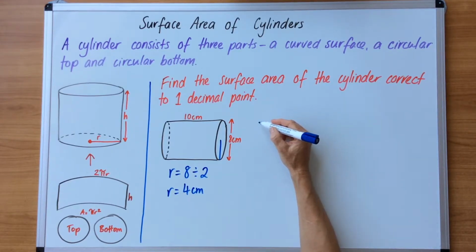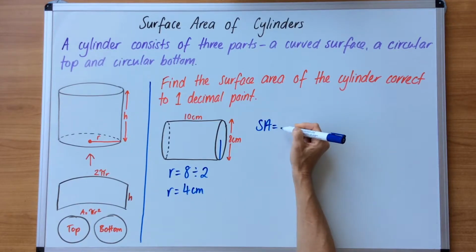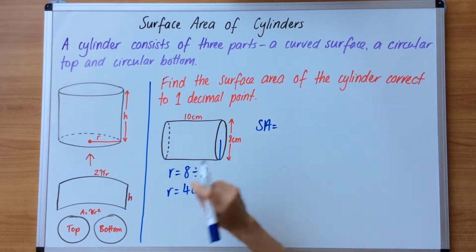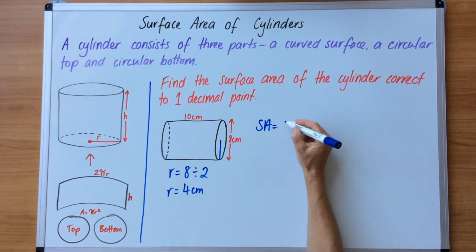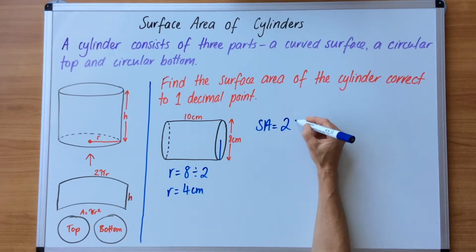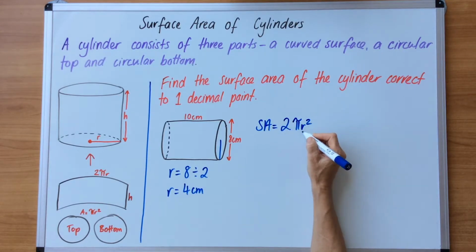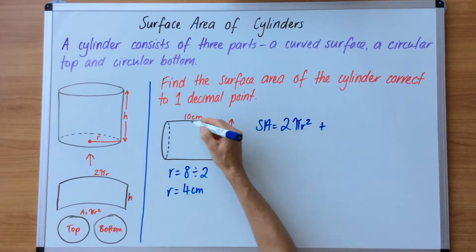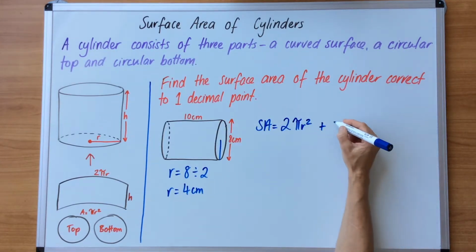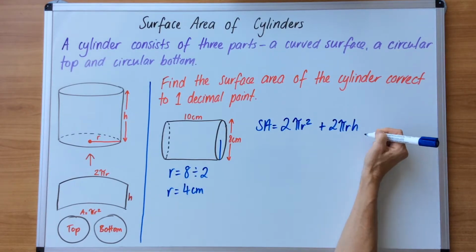Now I'm going to calculate the surface area of this cylinder. So SA, so surface area equals, and I'm going to focus on the two circles first. I've got two circles, and the rule for area of a circle is pi r squared. So 2 lots of pi r squared plus this curved section here, which is 2 pi r times height.